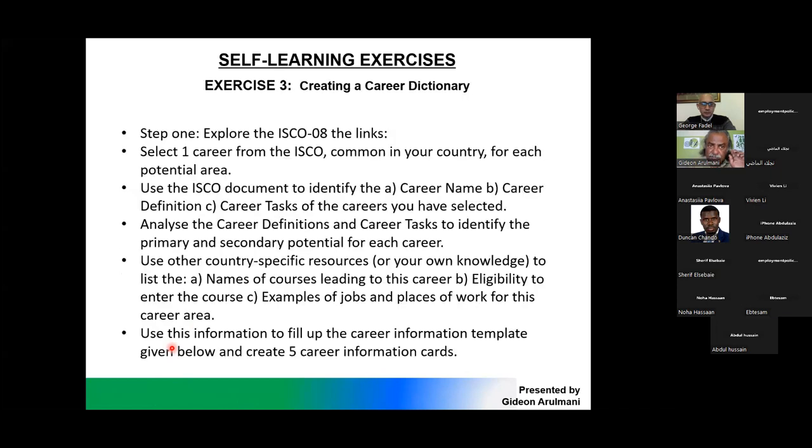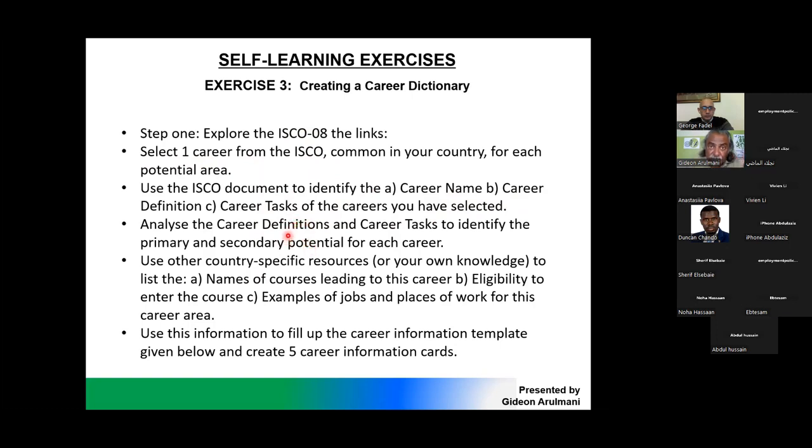These were some of the highlights of yesterday's work. And then just to go once again through creating a career dictionary for yourself, for your country. Some of the steps that we had discussed were using the ISCO 08 as a starting point, as a resource. Now it could be any framework. And yesterday, our colleagues in the room gave us very useful Arabic or Gulf country links. So starting with a sound resource like that, a reliable, well-investigated resource, select one career from the ISCO common to your country. That's what I had asked you to do, and then we had all these steps. Once you've made your selections, you get your career name, career definition, and tasks.